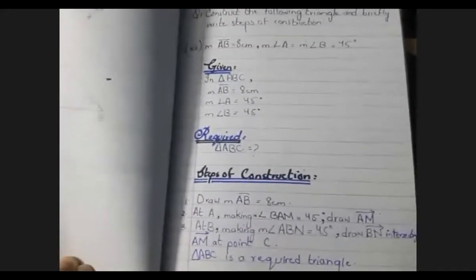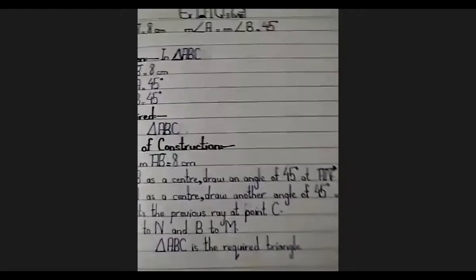Okay, here on the screen we can see Aisha's copy: draw AB is equal to 8 centimeter, at A making an angle BAM is equal to 45 degree, draw AM. Absolutely right. Aisha, can we see your construction? Perfect. Perfect. Now next copy is of Ali. Okay, very proper work.